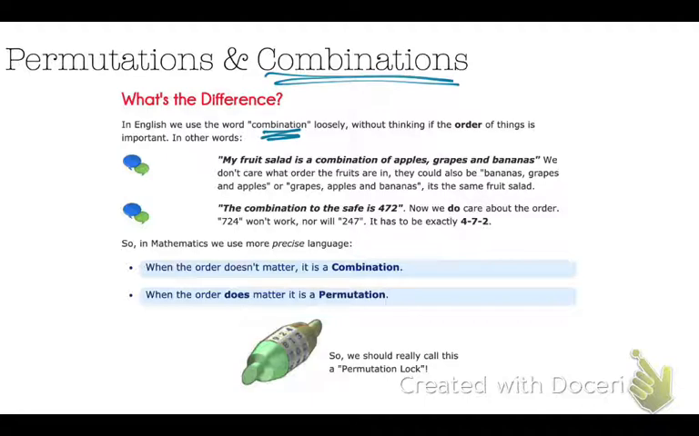So in math, we use more precise language. When order doesn't matter, that's a combination. And when order does matter, that's a permutation. Okay, so this should be called a permutation, not a combination.